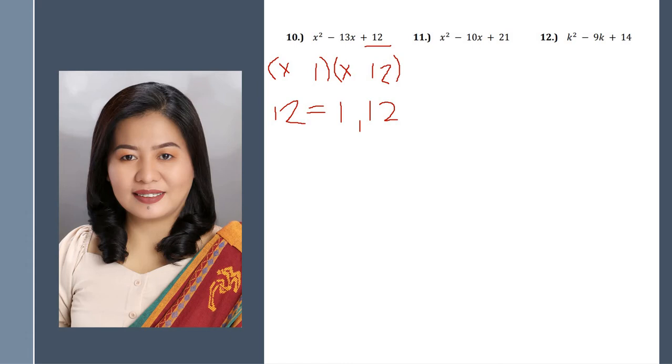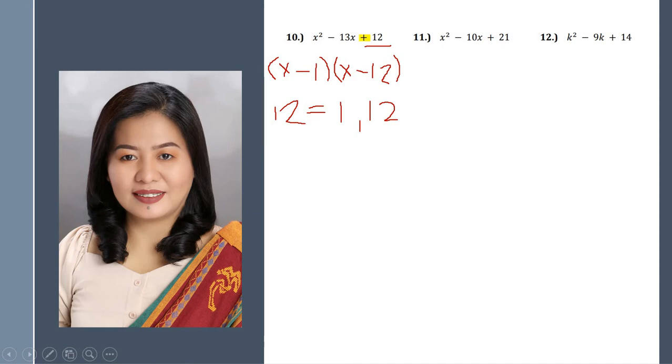The last term is positive, and we are sure that both will have the same signs. The middle term is minus, so we'll be using the minus symbol. So that will be negative 1 plus negative 12 is negative 13. Negative 1 times negative 12 is positive 12. So the factors of x squared minus 13x plus 12 are x minus 1 and x minus 12.